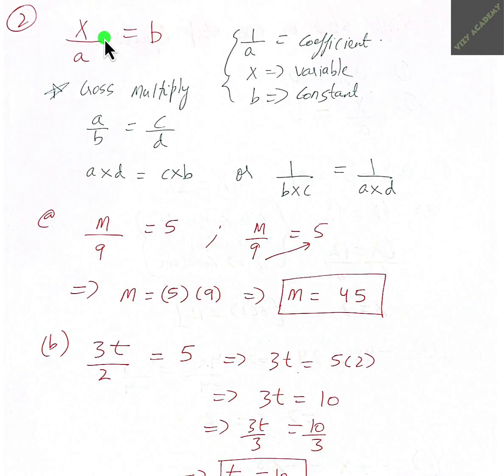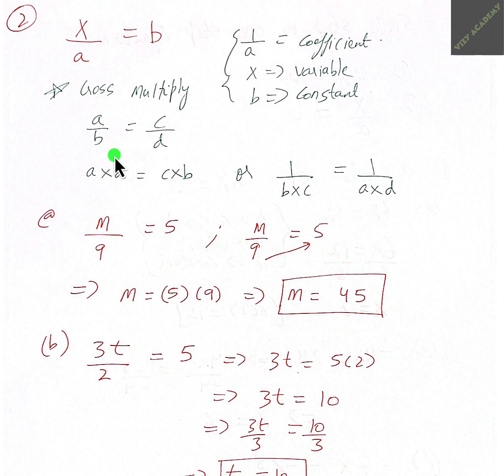The second type of single step equation is x over a equal to b, where 1 over a is the coefficient, x is the variable and b is the constant. The rule which we use here is called cross multiplication or cross multiply. So this is in the form of a over b equal to c over d. If there is no addition and subtraction term with either of the expressions, then we can cross multiply. There is no other term with it. B can go on the other side and D can go on the other side. So A times D is equal to C times B.